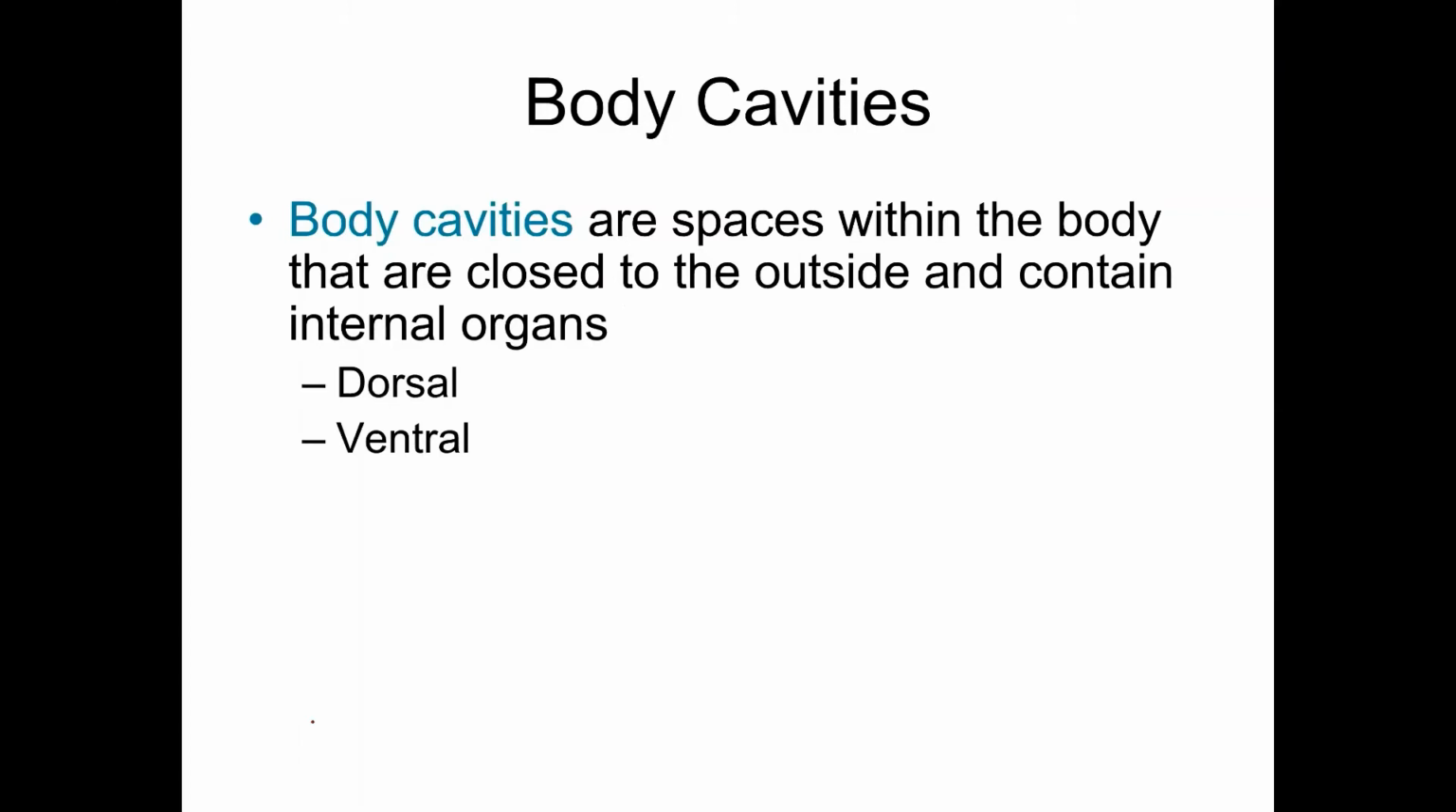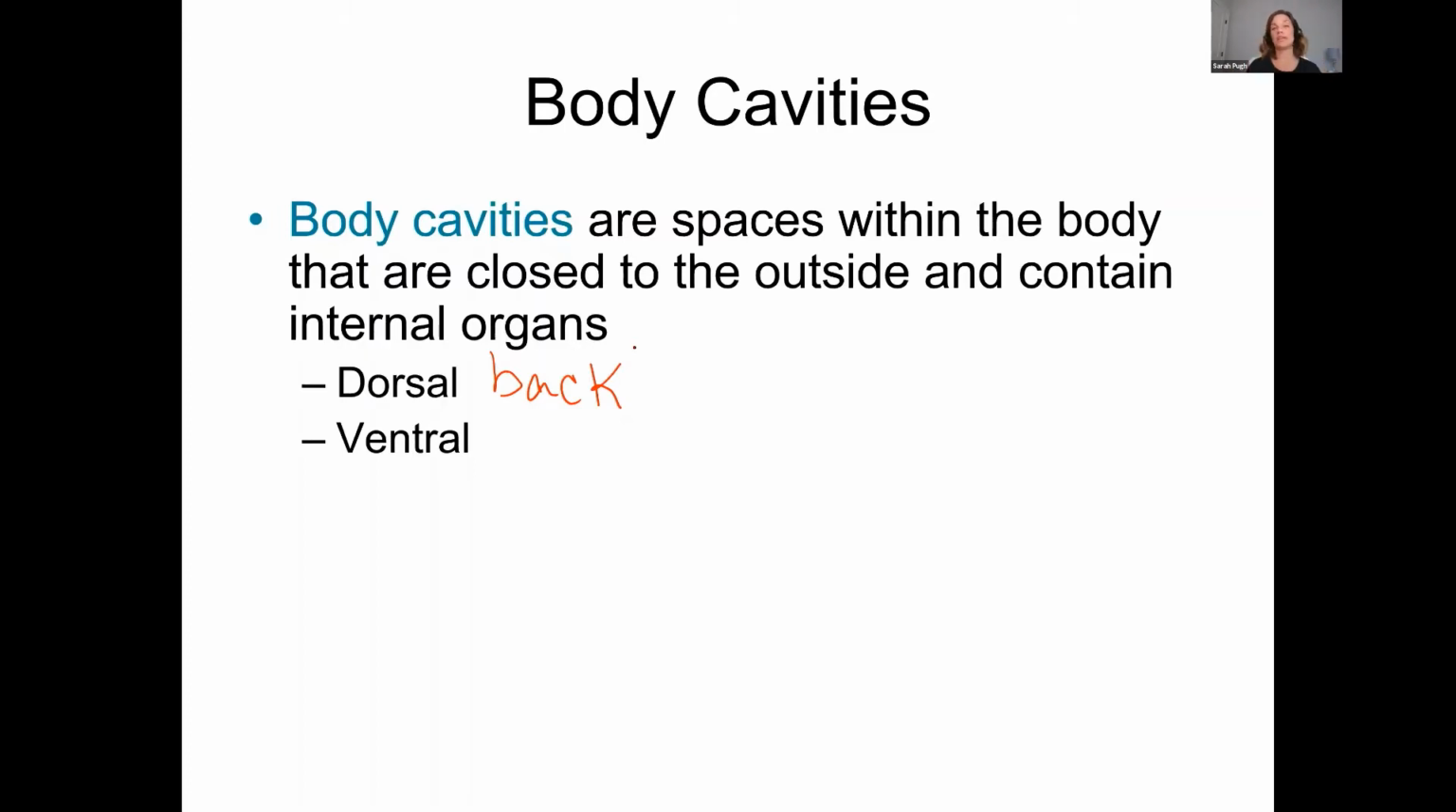Okay, all right, so for body cavities, these are spaces in our body that are close to the outside, but they are what contain our organs. In our body, we have two huge cavities. We have the dorsal cavity. Remember, dorsal just means back. So this is on the back of the body. The dorsal cavity is going to house things like the brain and the spinal cord, right? The things that are in the back.